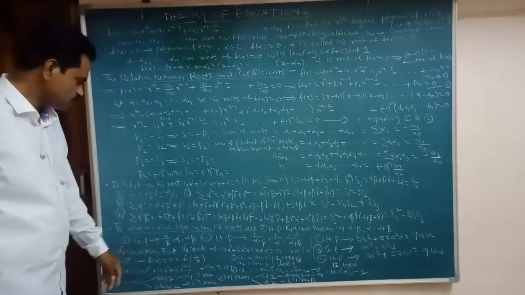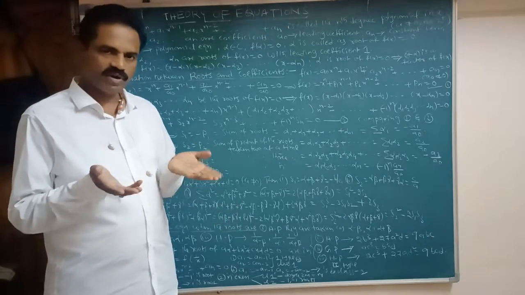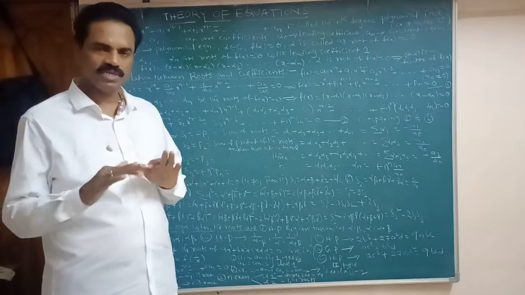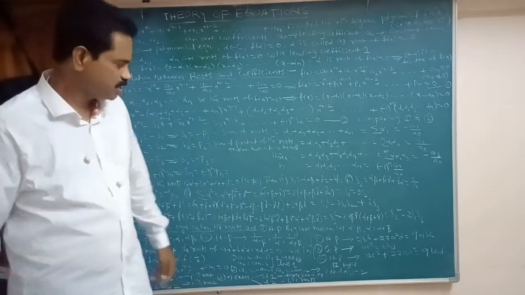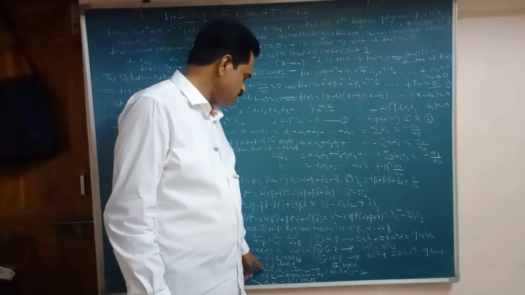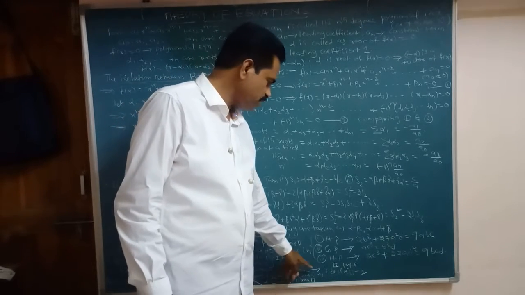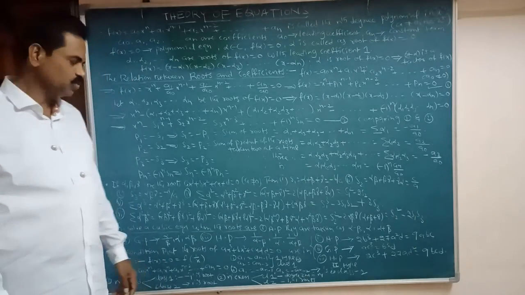Here in case 2, the first term equals the last term but with opposite sign, and the second term equals the second term from last with opposite sign. So a1 equals minus of an minus 1, a2 equals minus of an minus 2, and so on. That is called the second type, or class 2.